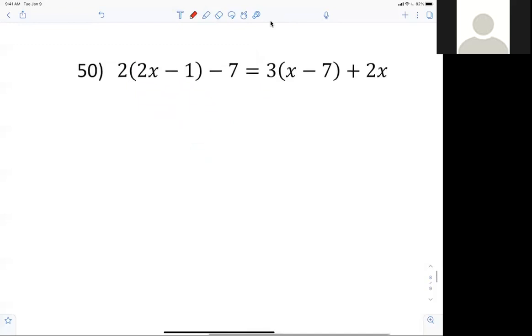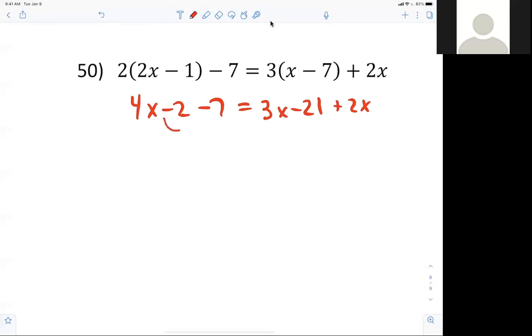All right, Trey, I'll let you do 50. Go. 4x minus 2 minus 7 equals 3x minus 21 plus 2x. Okay. Combining terms, let's go. So negative 2 and negative 7 is what? Negative 9. Thank you.